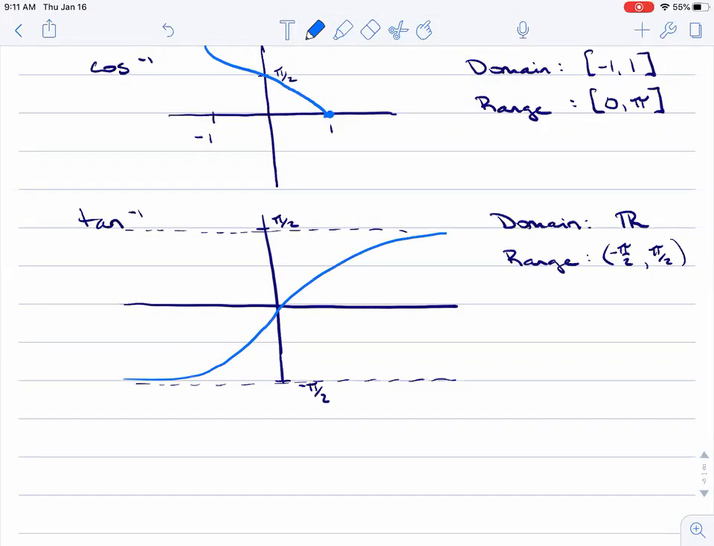Having a domain of the set of real numbers, right, is what makes the inverse tan the most interesting one to look at. And so of all the inverse trig functions, that's probably the one that we're going to come back to, right, because it has this more interesting shape. But that's all we're going to say about inverse trig for now. Any questions? No. Okay.